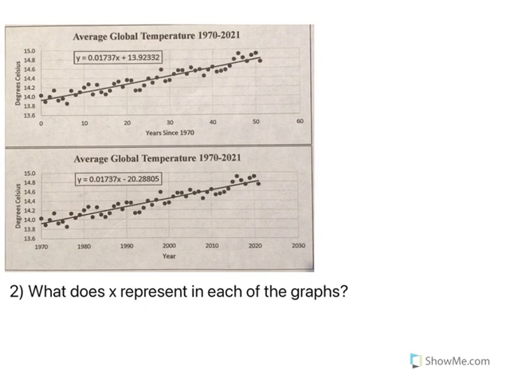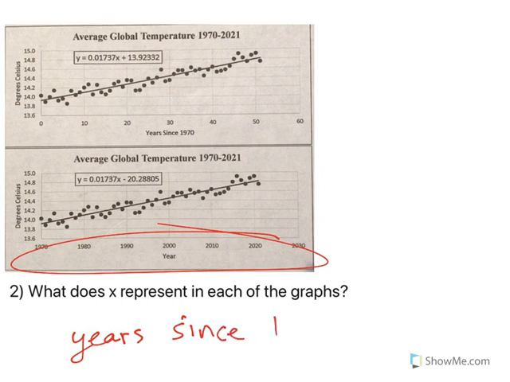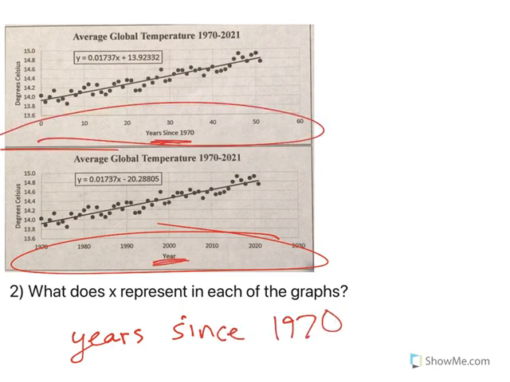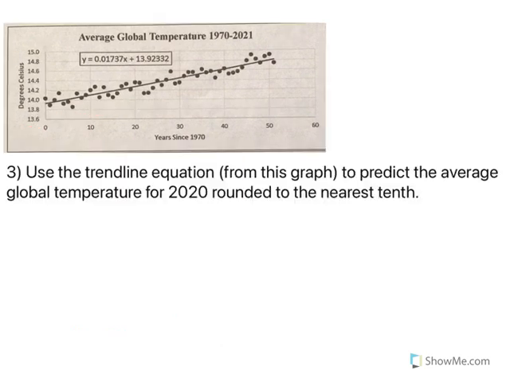What does x represent in each of the graphs? Well, we've already talked about this. X is the years since 1970, and it's the same in both, right? It's just the way they are described in both. Use the trendline equation from this graph given, this is the top one, to predict the average global temperature for 2020, rounded to the nearest tenth.